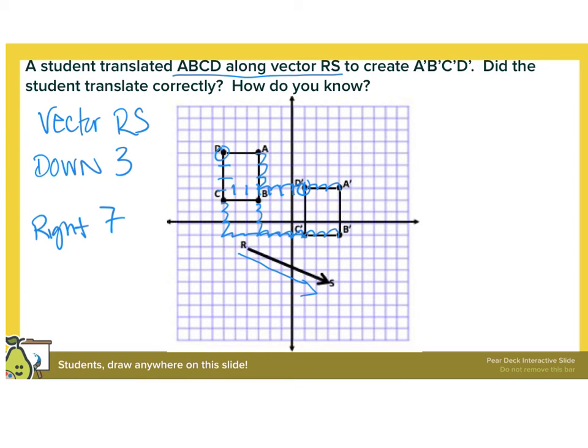So the student translated correctly, yes, because all the points moved the same distance and the same direction.